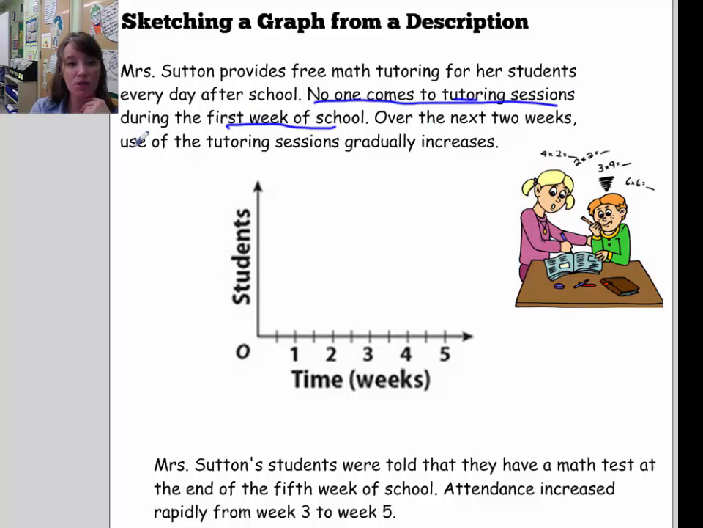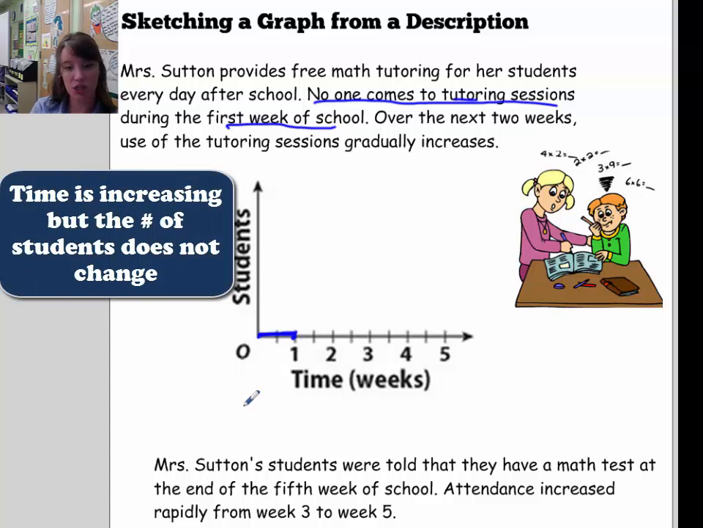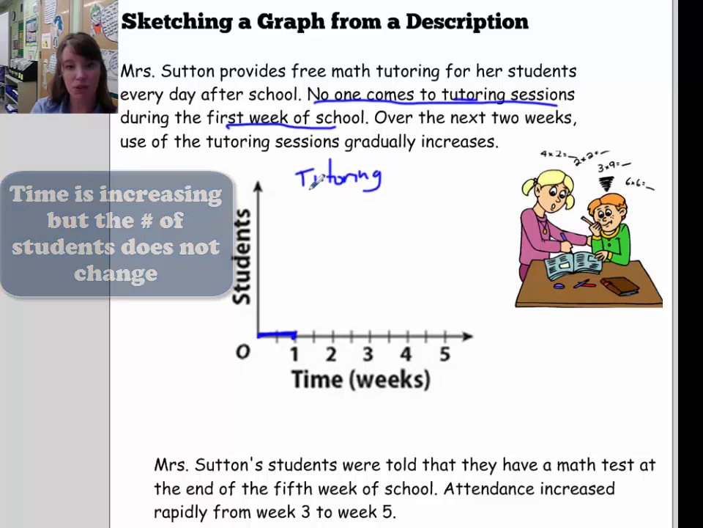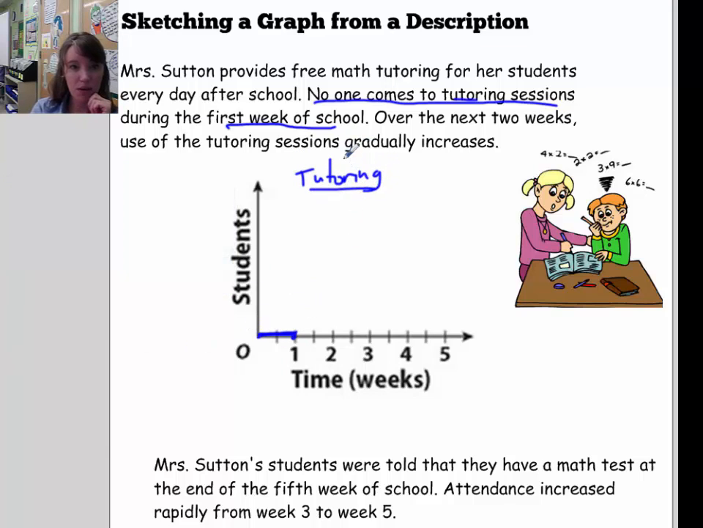Over the next 2 weeks, the use of the tutoring session gradually increases. Okay, so we're going from 0 to 1 week. Nobody comes. So here time is increasing, but the number of students going to the tutoring session does not increase. So this is tutoring. We'll just write a title for the graph, and we'll say it's math tutoring to be more specific. Okay? So here it's just a flat line between 0 and 1 weeks. There are 0 students between 0 and 1 weeks, because that's what it says right here.